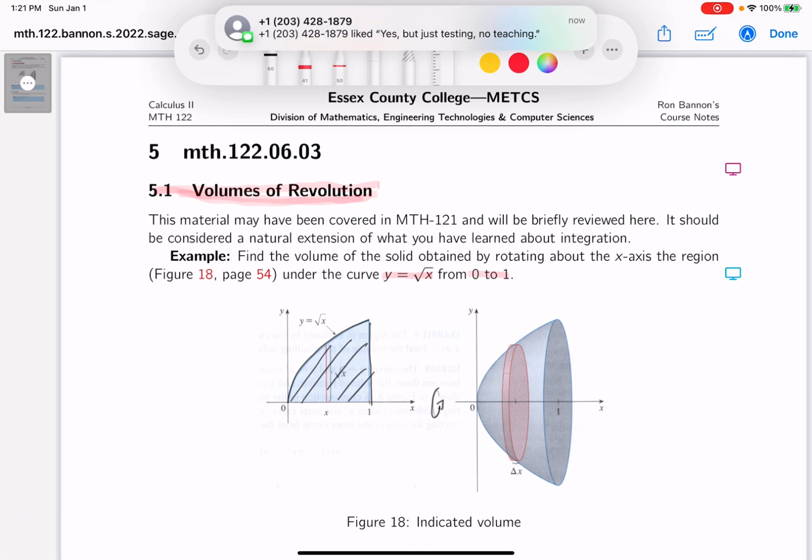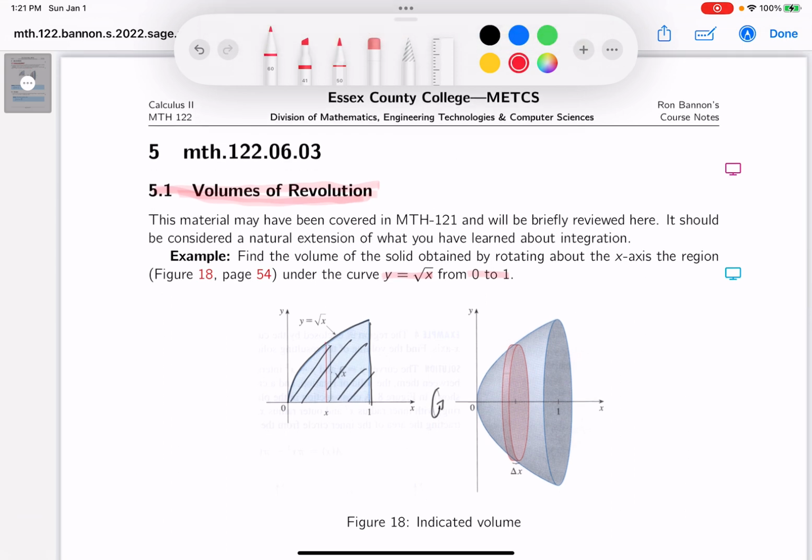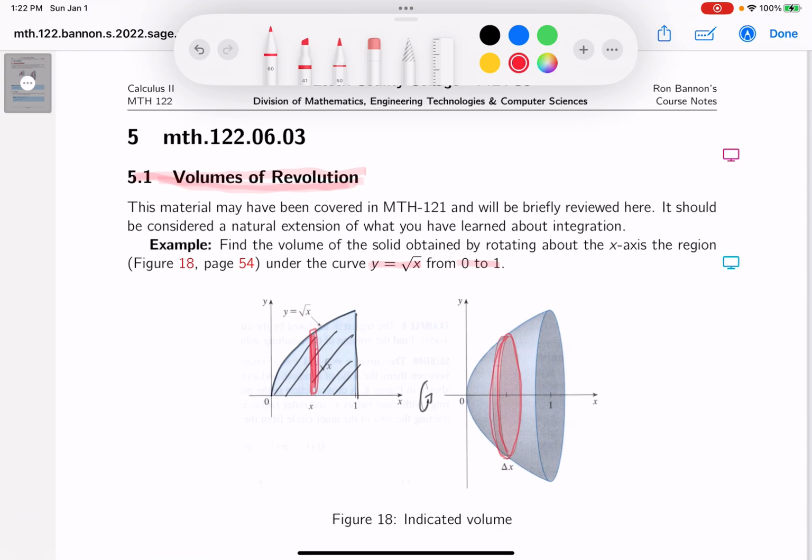What do we do? We take a representative rectangle. Let me just get my red pen out here. We take a representative rectangle like this over here. And the problem now is being able to visualize what happens when you rotate this thing about the x-axis. And we're hoping that you can, I'm not saying draw great pictures, but see something like this over here that looks like a disc, right? And the volume of a disc is fairly easy to deal with.